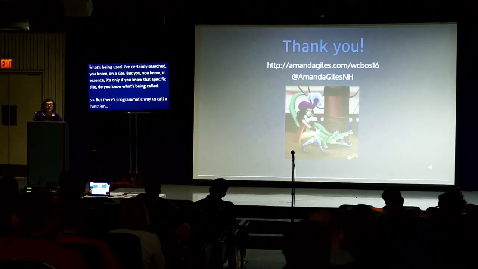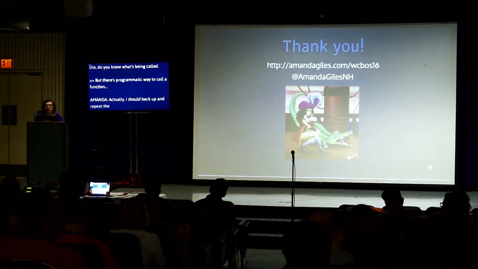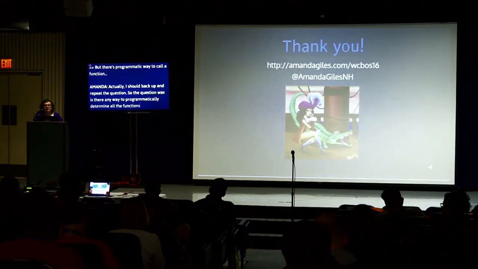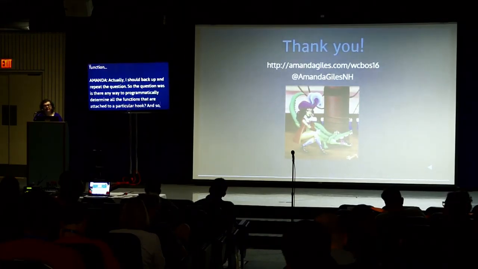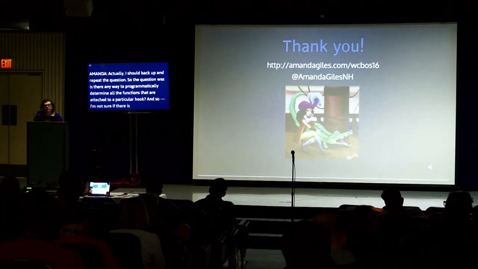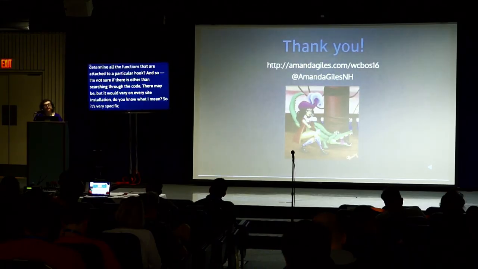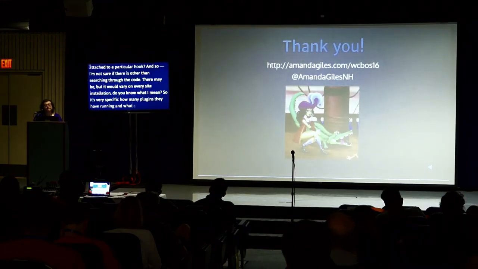Actually, I should back up, sorry, and repeat the question. So the question was, is there any way to programmatically determine all of the functions that are attached to a particular hook? I'm not sure if there is, other than searching through the code. There may be, but it would vary on every site installation. Do you know what I mean? So it's very specific how many plugins they have running and what code is out there.